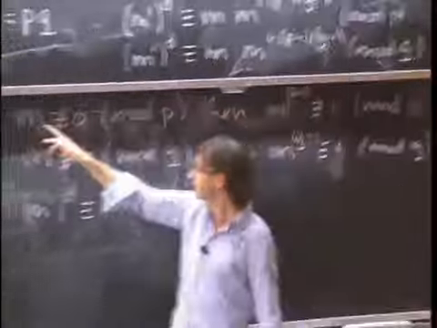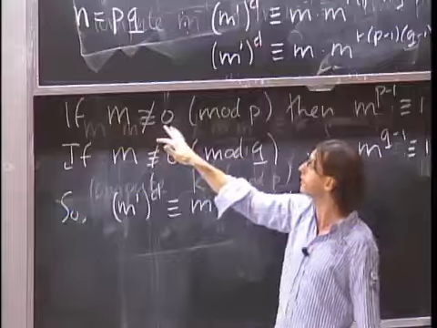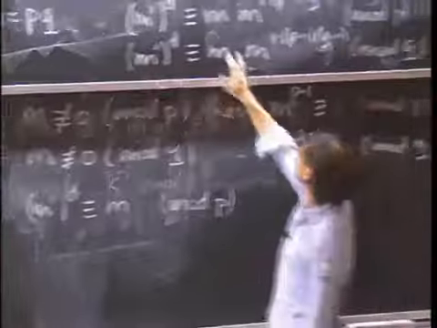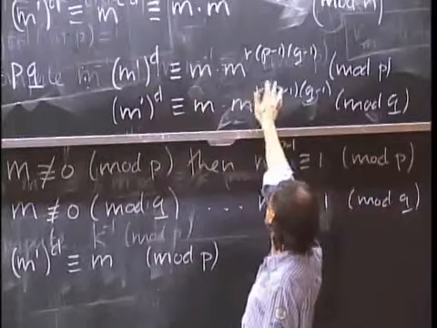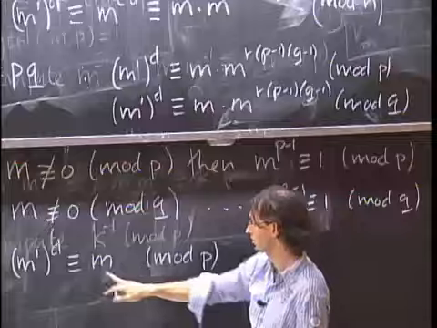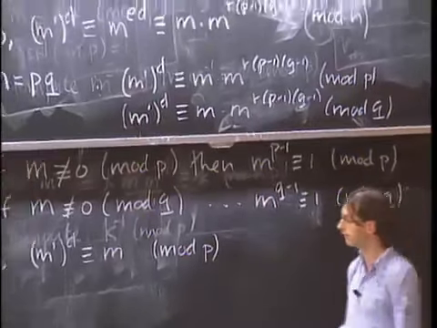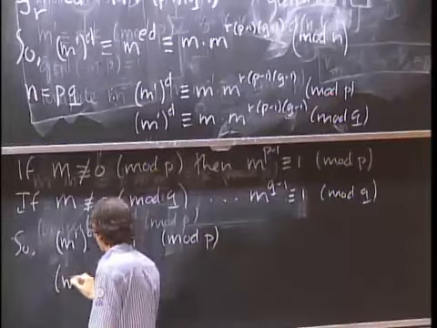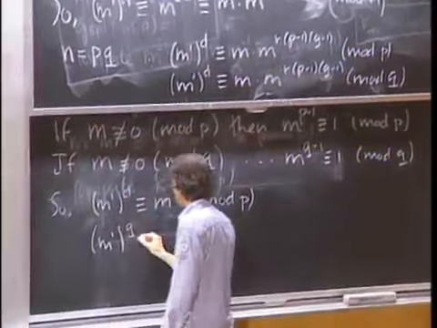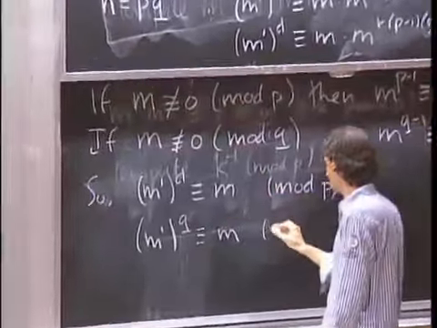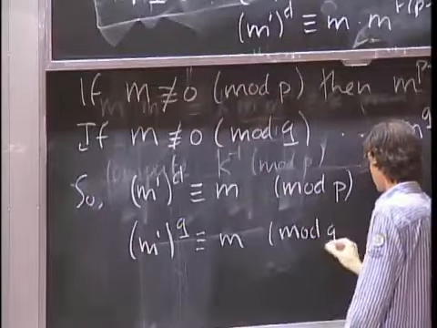Now if m is congruent to 0 modulo p, well then we can see that it is equal to 0, so it's equal to 0. So this actually holds for any case. Now we can do the same for q, the same argument, and show that this must hold.